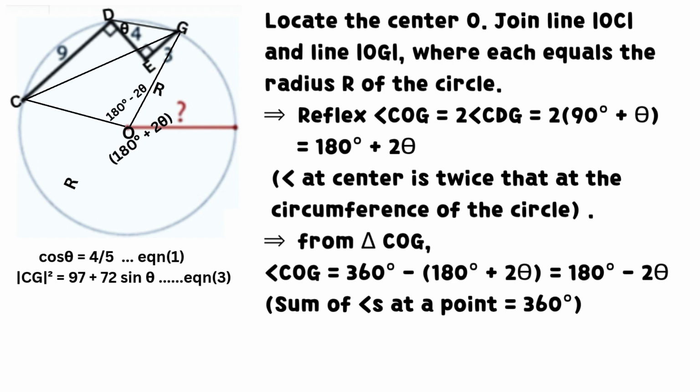From triangle COG, angle COG equals 360 degrees minus the sum of 180 degrees and 2 times theta, which equals 180 degrees minus 2 times theta. It is because the sum of angles at a point equals 360 degrees.